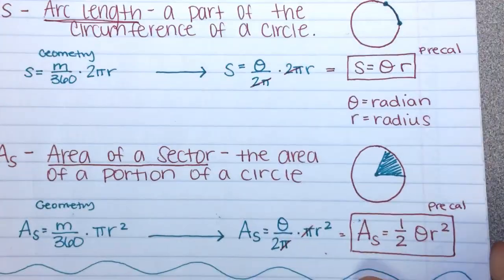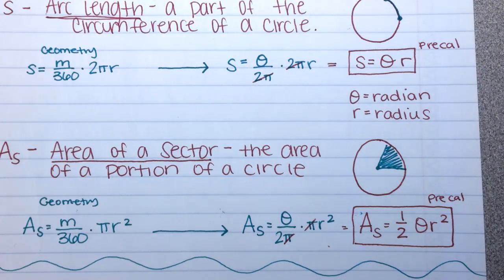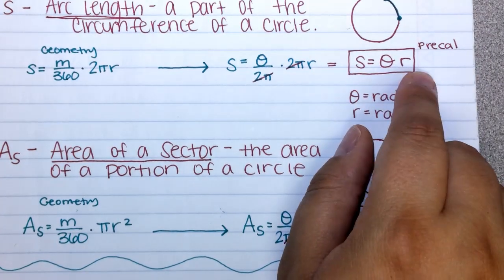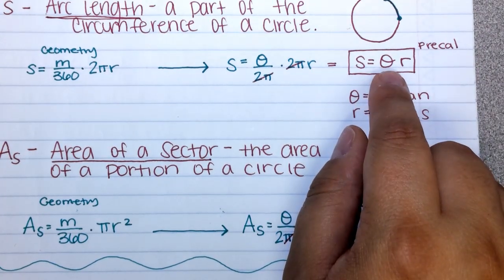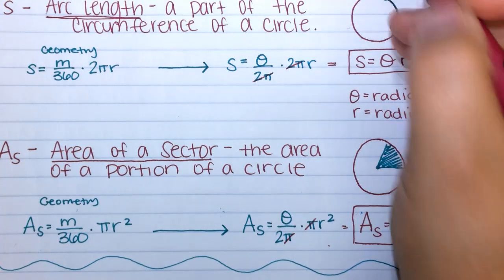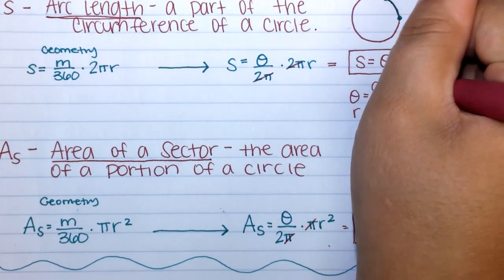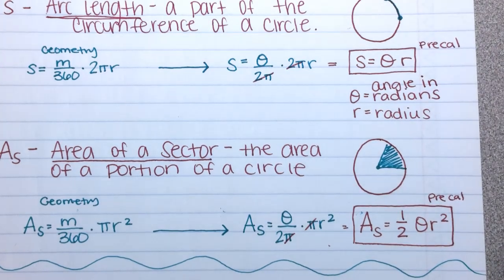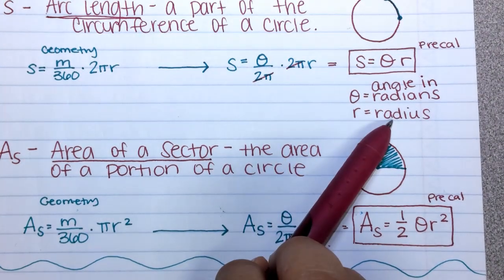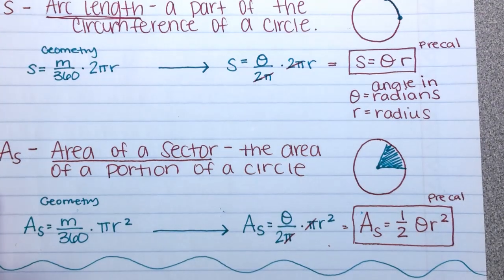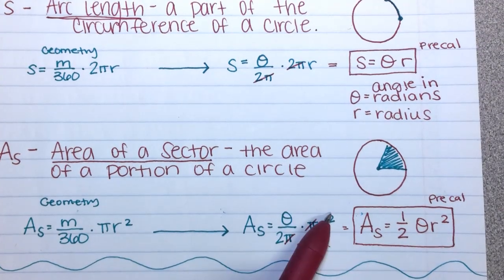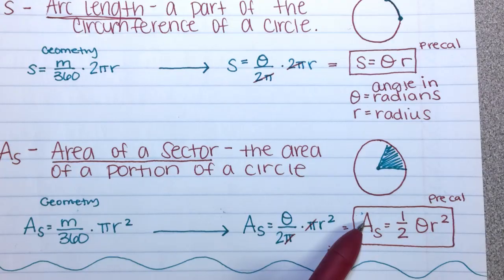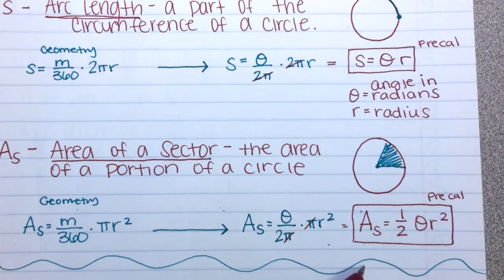Yesterday we learned 2 new equations for pre-cal for arc length and area of a sector. For arc length, we did arc length equals theta times r. What does theta stand for? It's our angle in radians. So I'm going to add that in because I don't know if that was clear. It is our angle measure in radians. And what does r stand for? The radius. And then we learned the formula for area of a sector is 1/2 theta r squared.